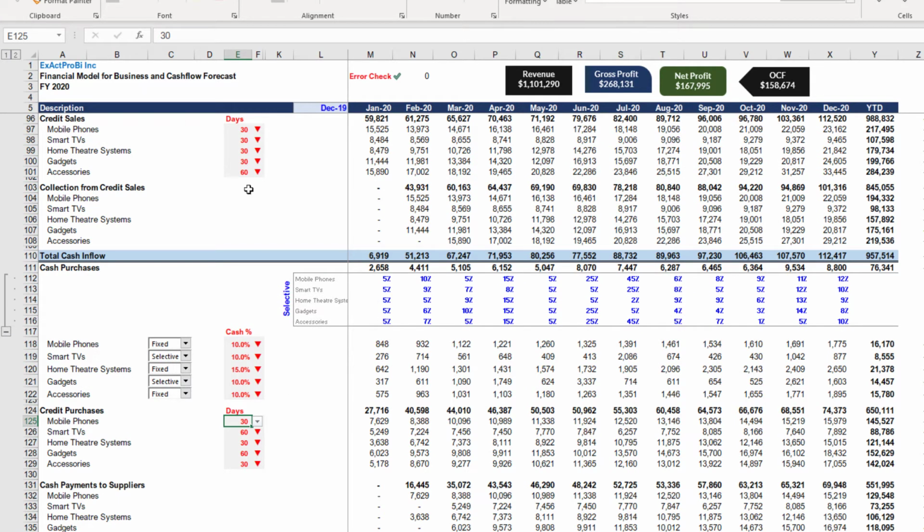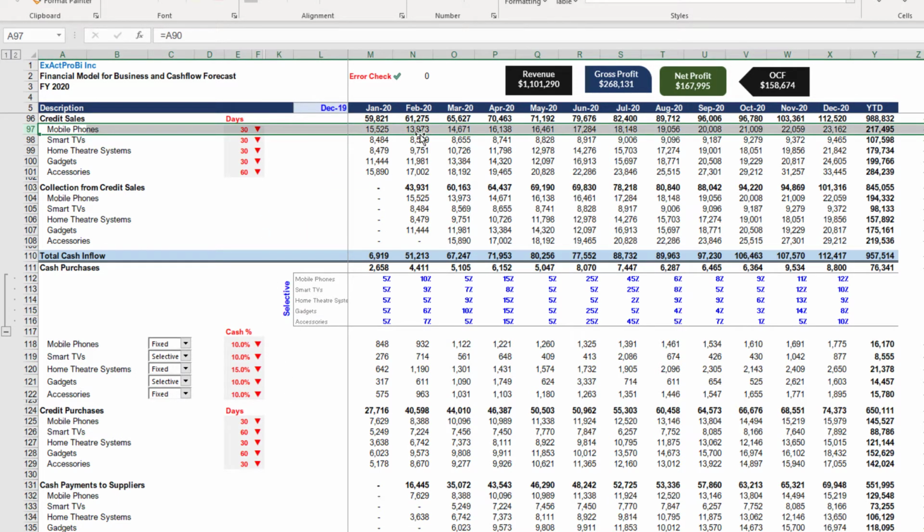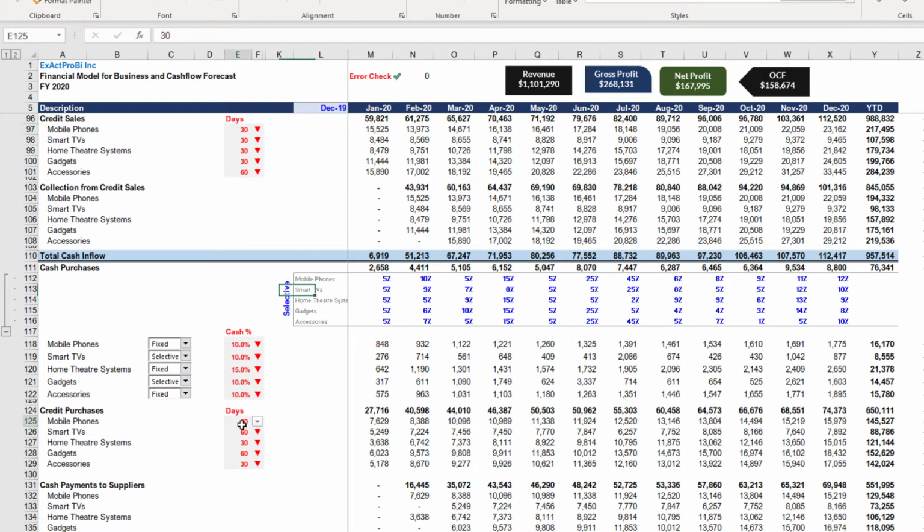So if I go here, suppose I have given 30 days credit, ideally I should not get less than 30 days credit for this mobile phone from a supplier. Otherwise I have a negative position for that particular month. So let's see an example here. For mobile phones, we have 30 days credit, right? And here we have 30 days credit from a supplier of the mobile phone. So if I make it 60, we'll have a better position than our sales, right?